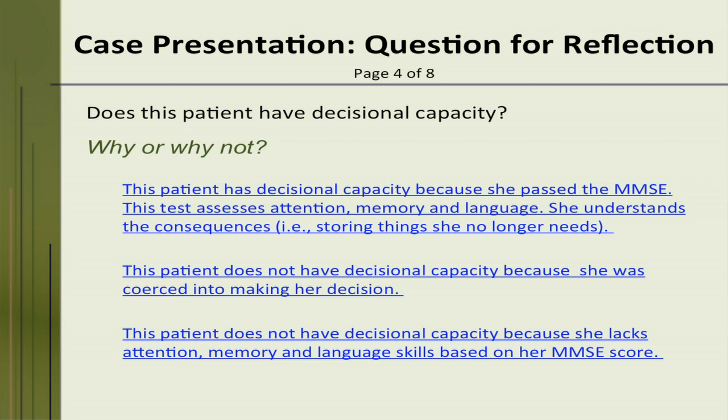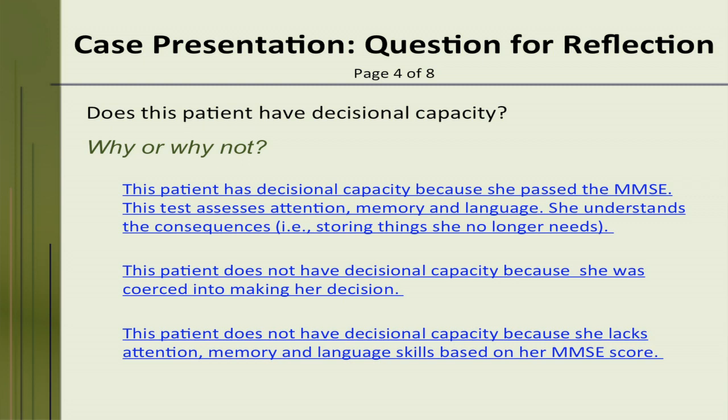And so does this patient have decisional capacity? Why or why not? The patient has decisional capacity because she passed the MMSE. So based on the standards, is she able to make decisions? Well, the test assesses attention, memory, and language, and she understands the consequences. So she did well on the MMSE, and some might say, well, she does have that decisional capacity, and therefore might release her as having capacity to live safely and independently. This patient does not have decisional capacity because she was coerced into making her decision. This patient does not have decisional capacity because she lacks attention, memory, language skills based on her MMSE score.